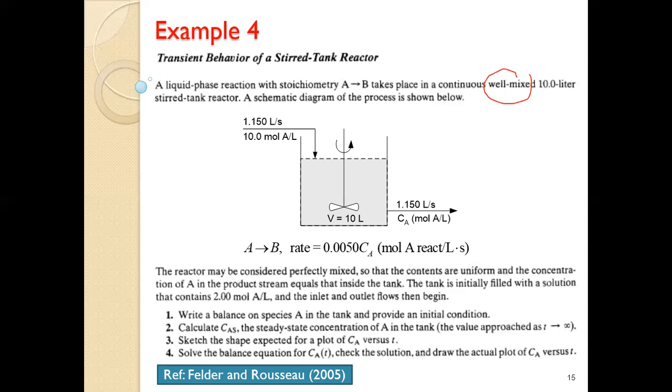We have the volumetric flow rate of inlet 0.15 liters per second and outlet also 0.15 liters per second. And we know the rate of reaction. This is the consumption, 0.005 CA per second.